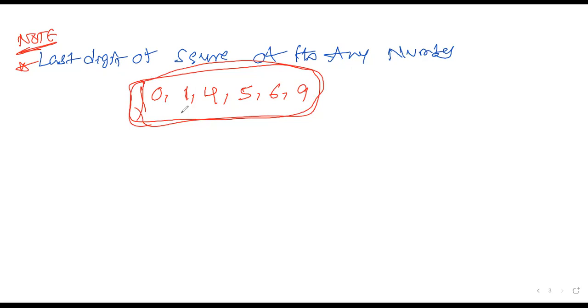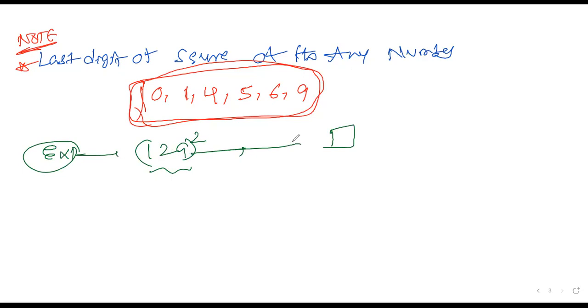In an examination you might have a question like this: 129 square. I want the last digit of 129 squared. We can say it simply. What is the last digit here? It is 9, right? Nine nines are how much? 81. So 1 is the last digit.